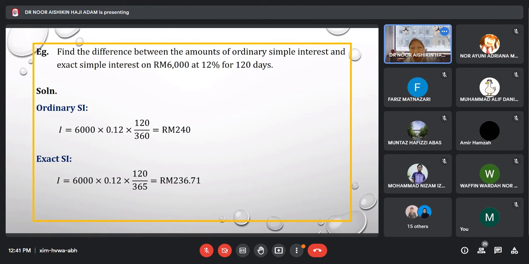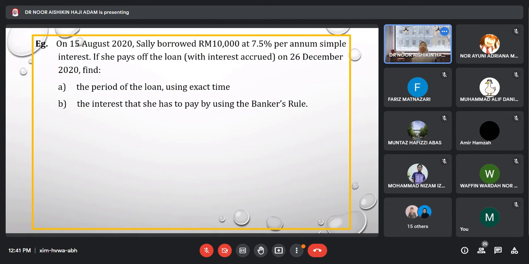Faham? Any question? No. Sikit je actually difference dia. 3 ringgit and 29 cents. Cila gigi je. Okay, next. Tapi ni sebab 120 days. Kalau lagi lama, lagi tinggi lah kan.